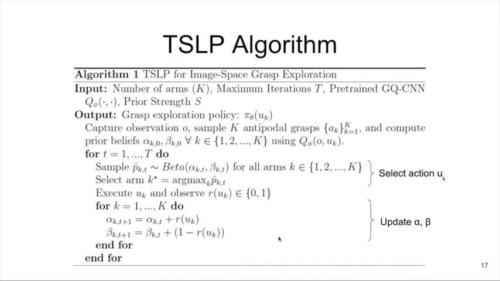Here, we discuss the Thompson sampling algorithm in more detail. At time t, the policy samples PKT from the beta distribution parameterized by alpha KT and beta KT for all arms. The policy then selects arm K star corresponding to the highest sampled PKT. It executes the corresponding action in the environment and receives a binary reward indicating the success of the grasp. It performs updates of alpha and beta values.